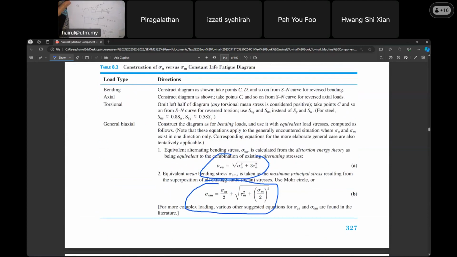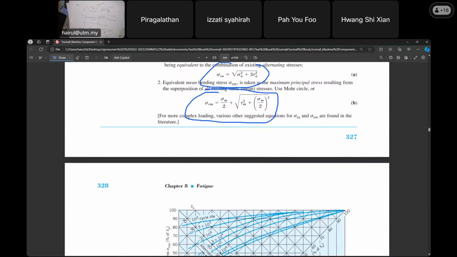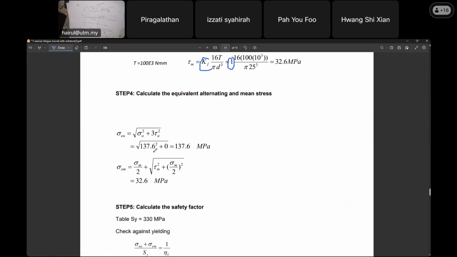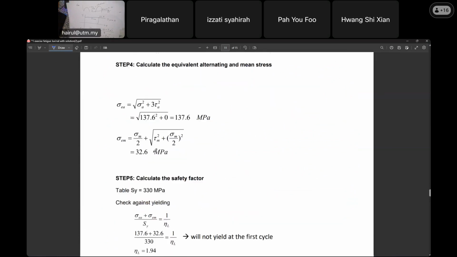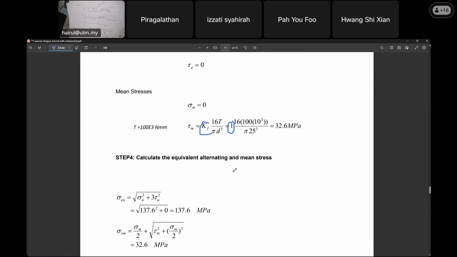In this case, sigma EA is the sigma amplitude plus 3 tau amplitude, right? Sigma EM is the sigma mean over this one, all right? That's why, if you look at the way you find safety, once you get the values of sigma EA and sigma EM, you can find the safety factor like this. First we have to find the sigma EA.